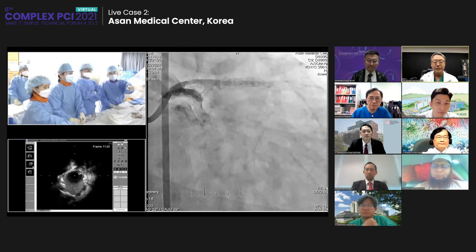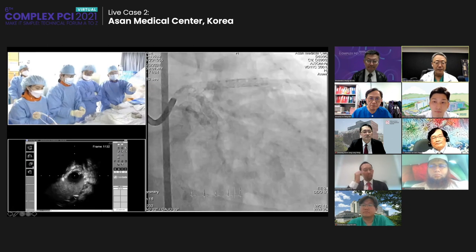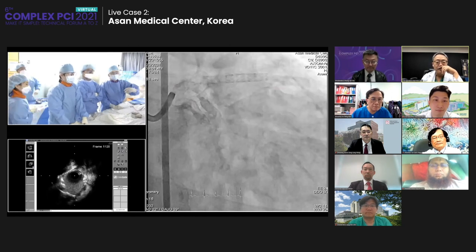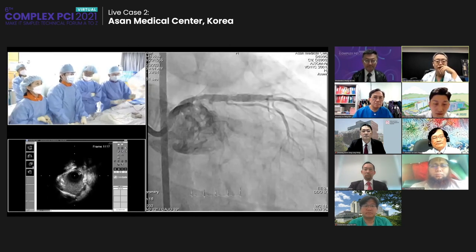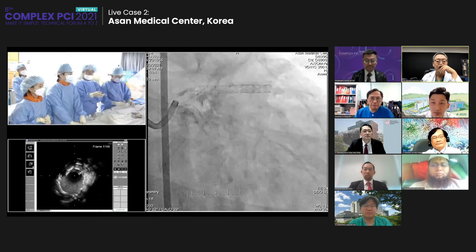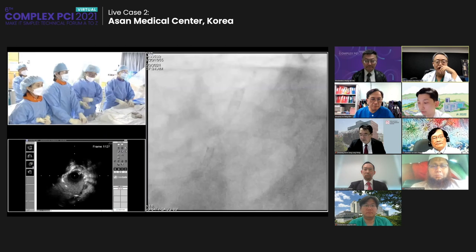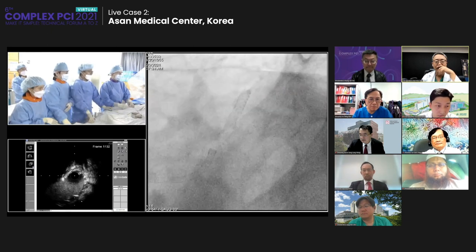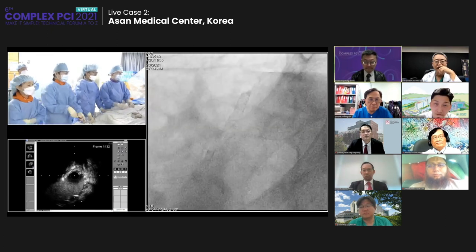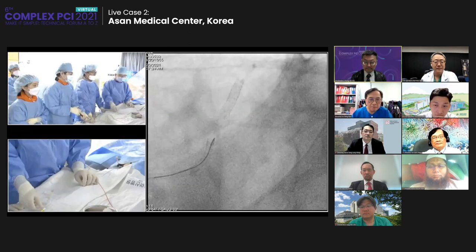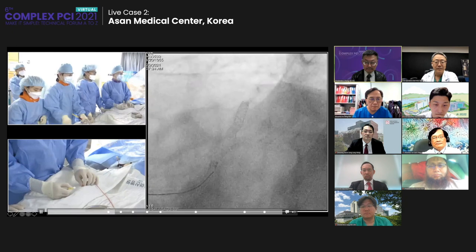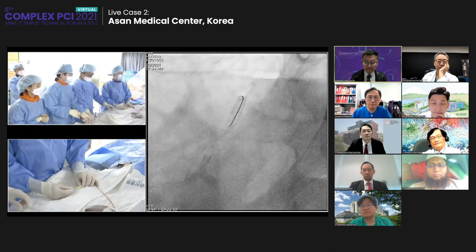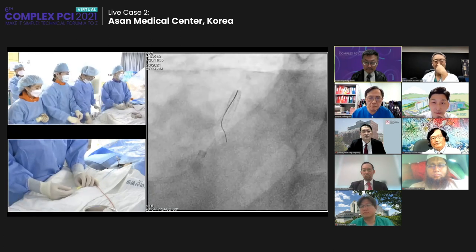And this is the final IVUS of the previous PCI, and you can see the calcium protruding and limiting the full expansion of the stent at the 11 or 12 o'clock side. Yeah. And 1 year ago, which type of drug eluting stent was the giant stent? So now we are approaching by the femoral artery, and we're going to negotiate the wire into the LAD. This is a try to insert the wire to the LAD, right? Yes. Okay. This is which wire? This is a Sion wire. Soft wire.